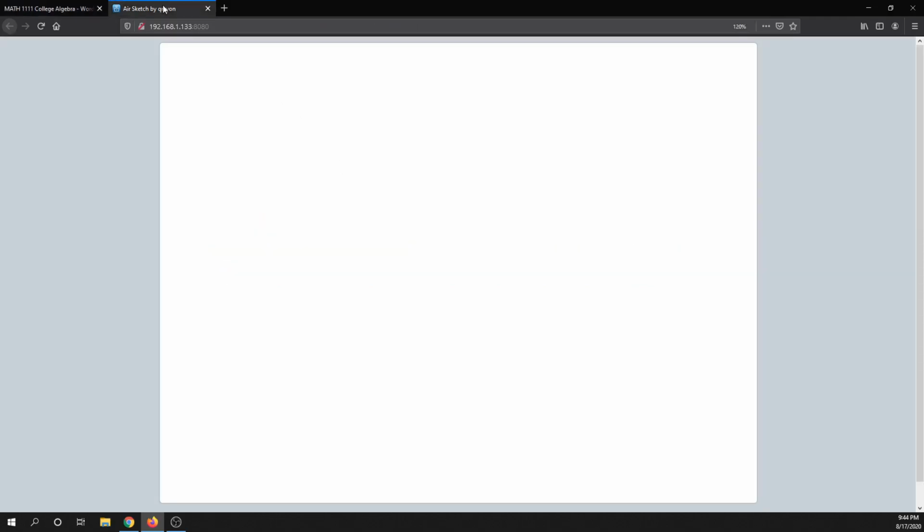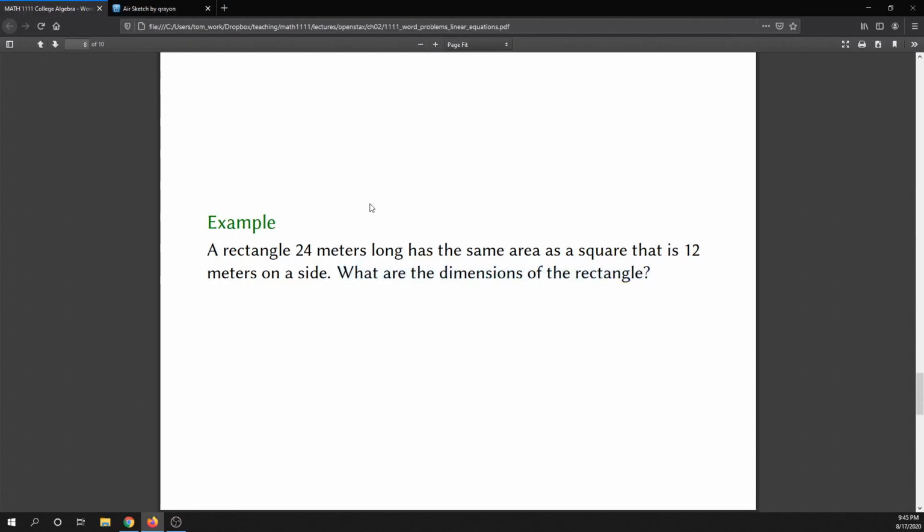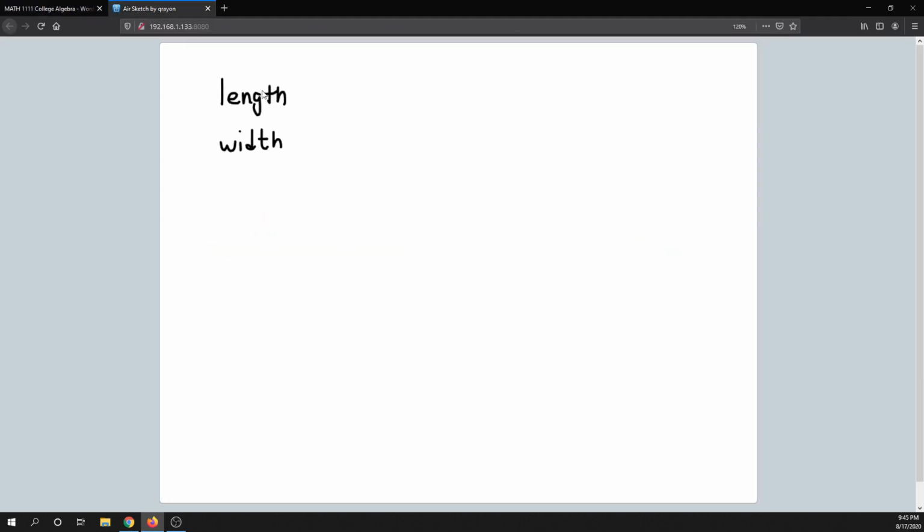So with a rectangle, what we're talking about is the length and the width. So they are asking us for two things about this rectangle. It says a rectangle 24 meters long, so right off the bat, we know that the length is 24. We don't even have to find that. That's already found for us. So really what we are looking for in this problem is the width.